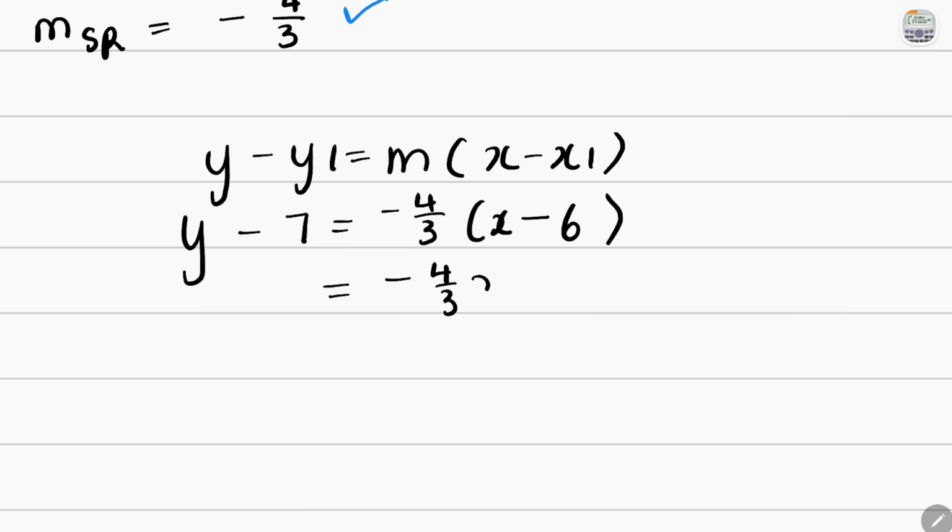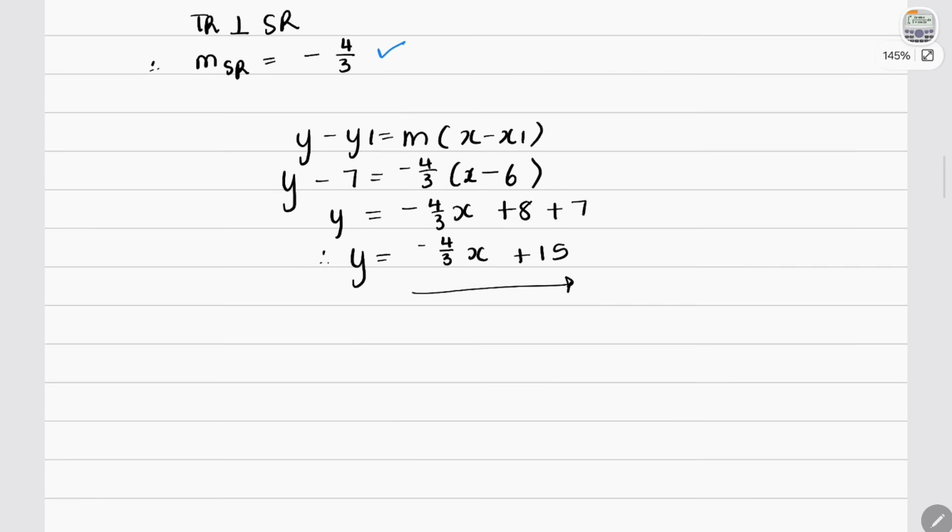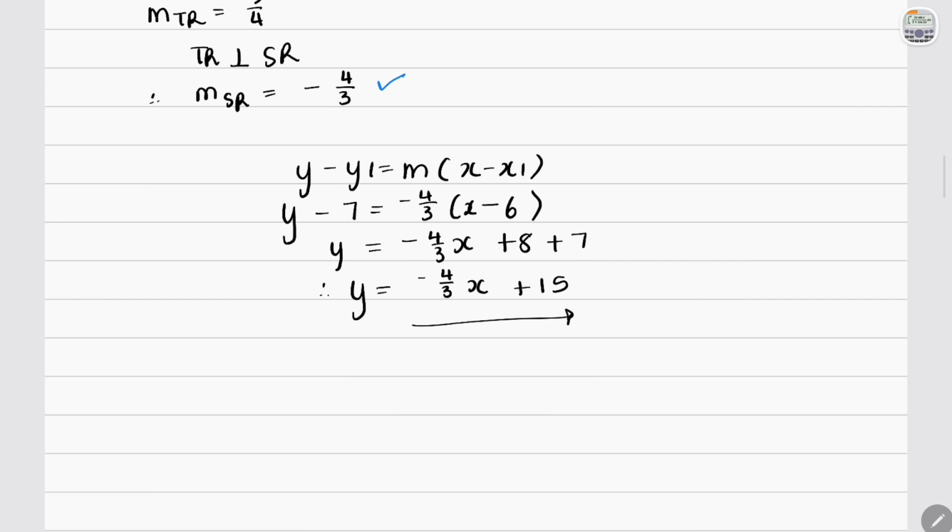So this is negative 4 over 3x plus 8, and then take the negative 7 over to become a plus 7. And then y is here. So y is finally equal to negative 4 over 3x, and then that's just going to be 15. Okay, so plus 15. And that is the equation of this line SR. Moving on to the next question.